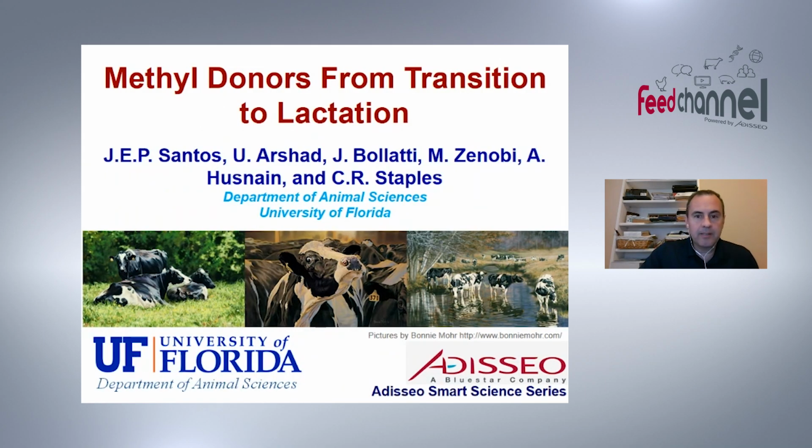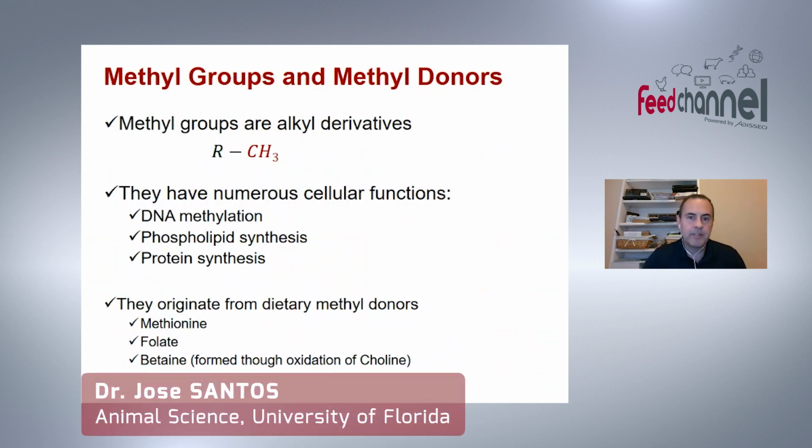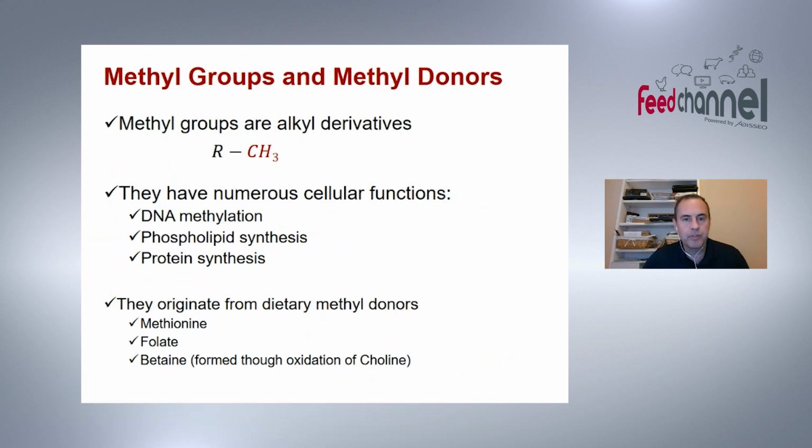So we're going to spend the next 40 minutes or so talking about methyl donors from transition into lactation. A methyl group or methyl donor is basically, chemically, an alkyl derivative, which is basically a carbon that's not completely occupied, all four valences with hydrogen. So it would be basically CH3.